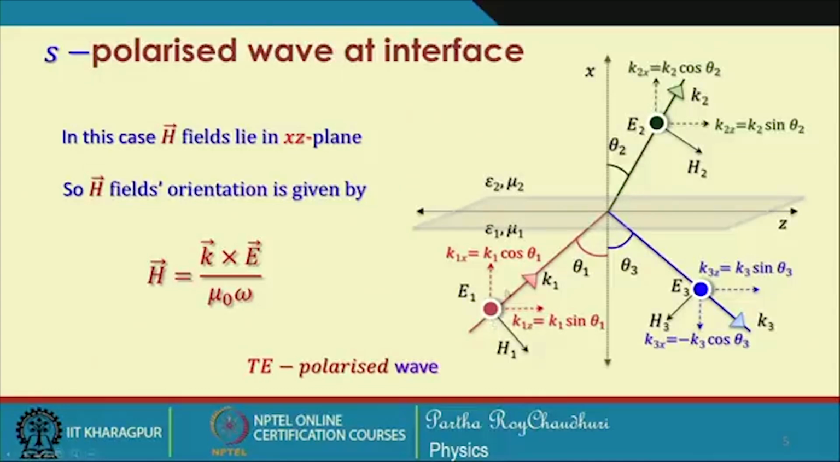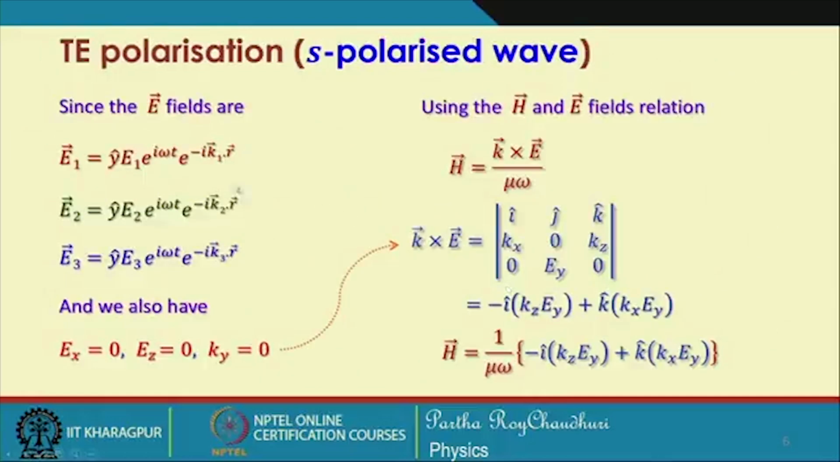Therefore, electric fields are all in the y direction. So, the incident electric field can be written in this form, with amplitude u 1 e to the power of i omega t e to the power of minus i k 1 dot r. Similarly, for the transmitted electric field we can write this equation, only difference is now k 2 dot r, and for the reflected part of the wave we can write this electric field equation in this form.